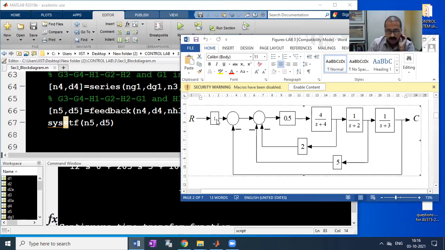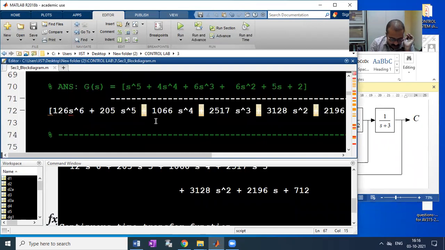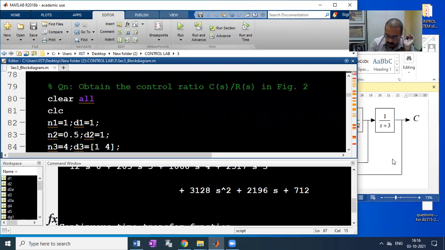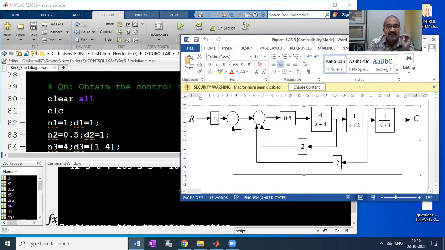In this strategy, you have to define the blocks like Ni's and Di's. That means for block 1, N1 is 1, D1 is 1. For block 2, N2 is 0.5 and D2 is 1. So you do not have the liberty to choose any other variable names. You need to specify in terms of Ni's and Di's: N1, D1, N2, D2, N3, D3, like that.